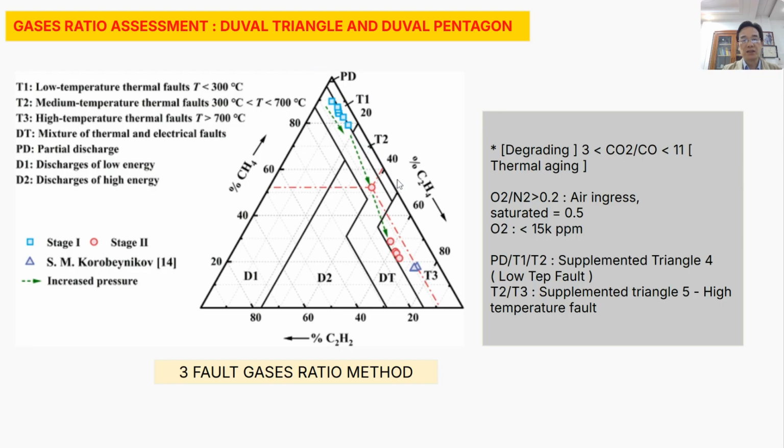more detail on this. So if the result falls into these three zones, PD, T1, and T2, we may have a more detailed analysis on triangle number 4. And if it falls into high temperature fault T3 or medium thermal problem T2, these two zones, we have supplemented triangle number 5. So we can have more information on that.